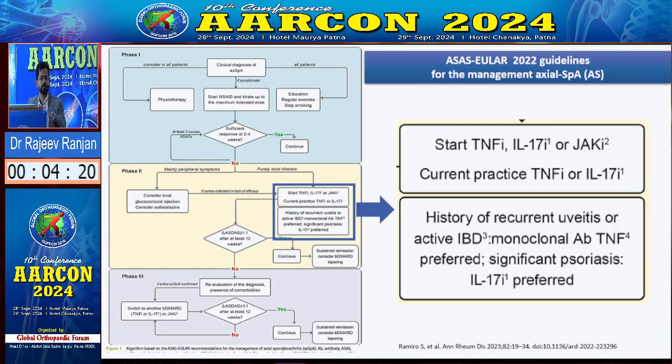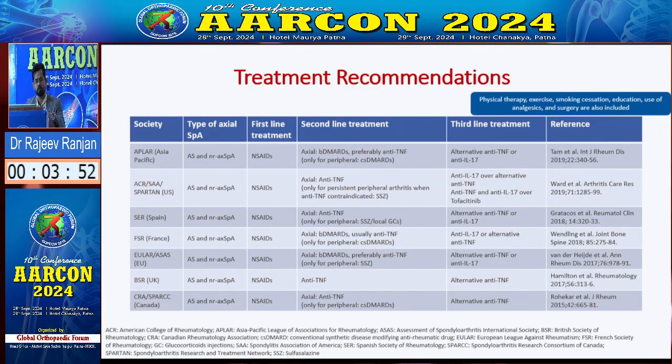So which one is better out of all the three: anti-TNF, IL-17 inhibitor, and targeted synthetic DMARD? Usually the guidelines favor anti-TNF as current practice, but IL-17 or targeted synthetic DMARDs can be used. If there is a history of recurrent uveitis or inflammatory bowel disease, monoclonal anti-TNFs are used. If there is significant psoriasis, obviously IL-17 inhibitors are used. So almost all the different world guidelines are in the same manner.